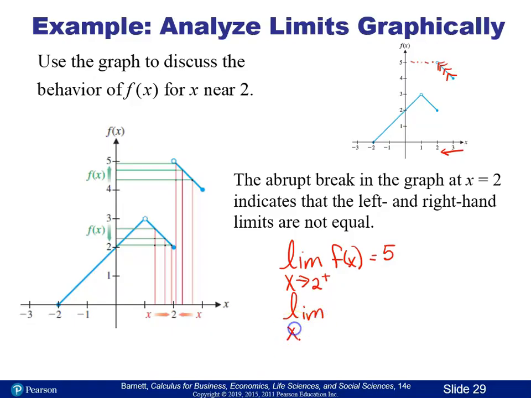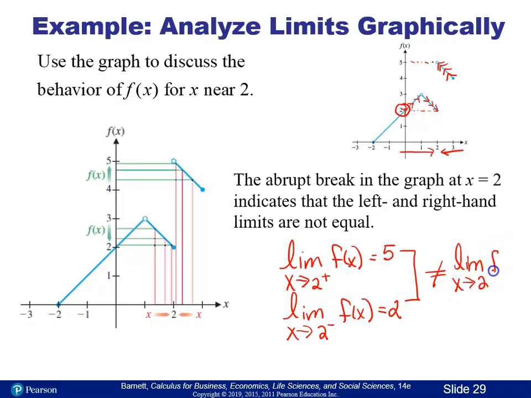But if I look at the limit as I approach 2 from the left side, that means I'm coming in this way. So I've got to follow my graph in. Okay, I'm going to turn. I'm going to go back down here. So it looks like I'm getting closer and closer to 2. Since these don't equal, that means the limit as x approaches 2 of that function does not exist. So the right limit is 5, the left limit is 2, the overall limit does not exist.